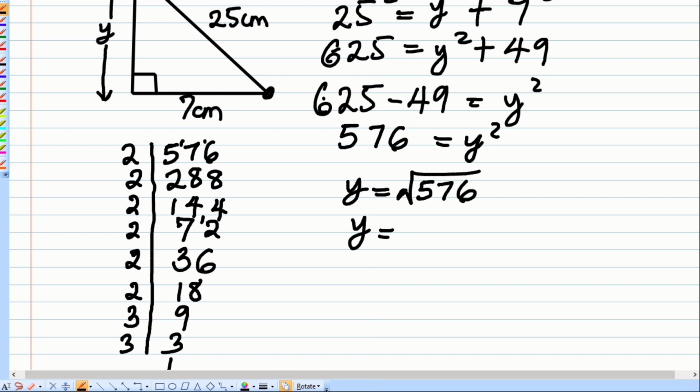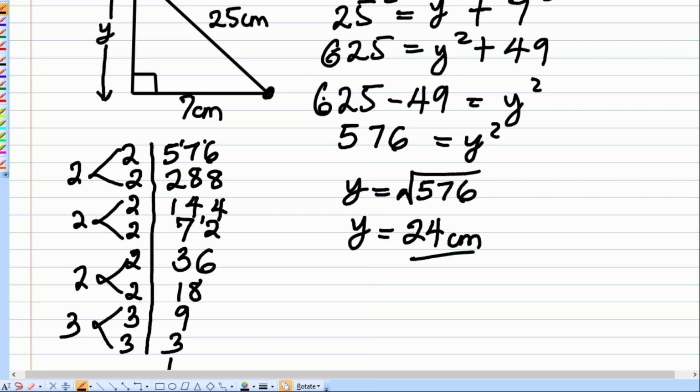So in square root, you're always going to take it in pairs. So this 2 will give us 2, another 2, another 2, and then we have 3. So 2 times 2 is 4. 4 times 2 is 8. And then 8 times 3 is 24. So the square root of 576 is 24. It's 24 cm. So that was how high up the wall the ladder is going to reach, 24 cm. So that's it.